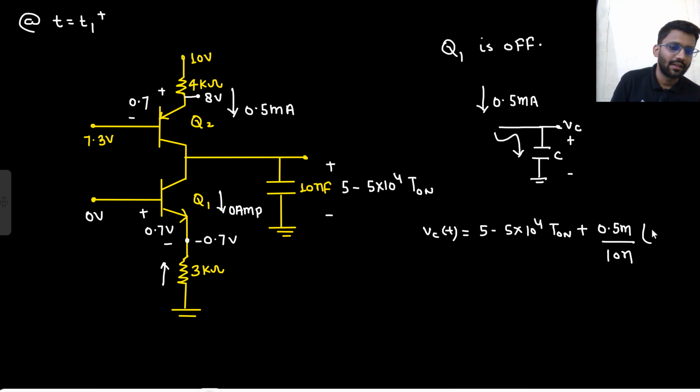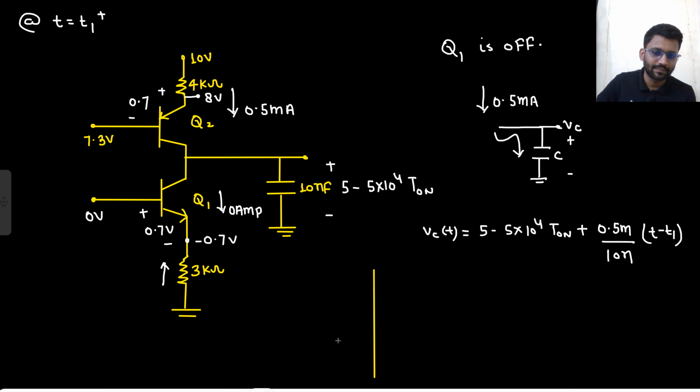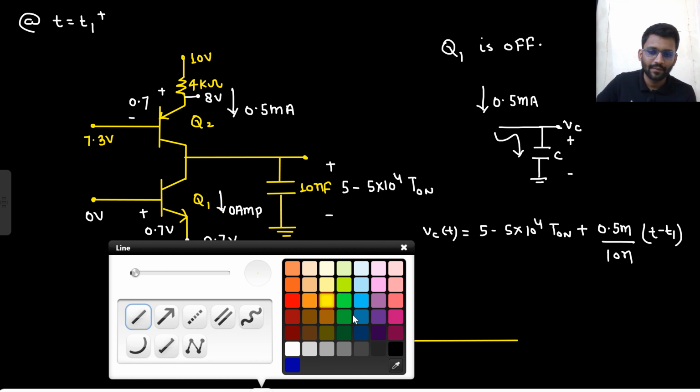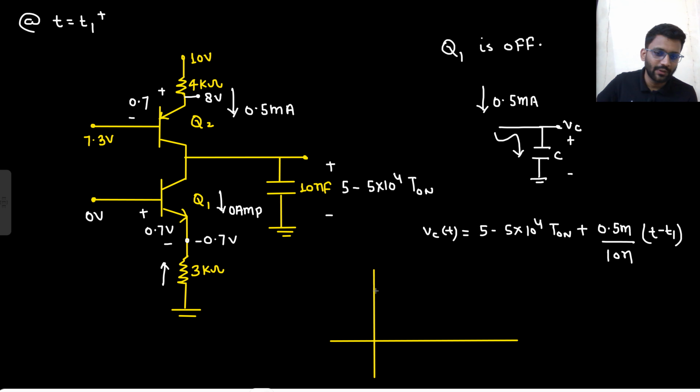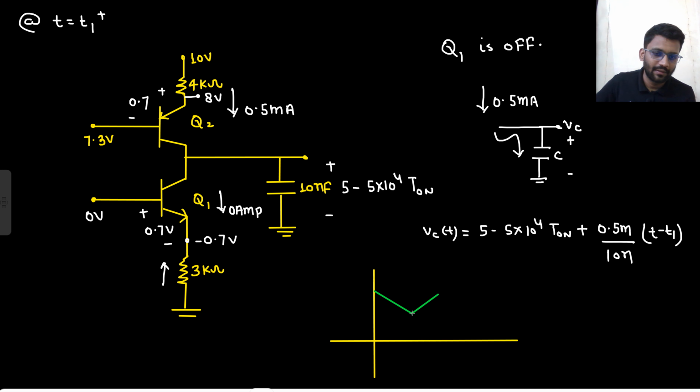IT by C. And T minus T1 I will write, because the circuit is starting from T equals to T1. So what is happening? If I draw the graph, from 5 volt it was going down, then it went down till T equals to T1, then it will go up. How much it will go up, how much it will go down, it depends on the value of T1 and T0, right? How much it goes up, how much it goes down, that we don't know.